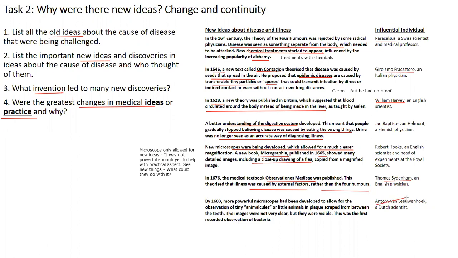And then you've got Anthony van Leeuwenhoek. Now, microscopes were developed even more by 1863, and it allowed Leeuwenhoek to look at animalcules. And what that means is, what Leeuwenhoek did was he scraped in between people's teeth, and he saw images of little tiny animals, little particles scraped from the teeth. Now the images weren't clear, but it was the first recorded observation of bacteria. Okay, now what Leeuwenhoek does is he takes the work of Robert Hooke one step further.